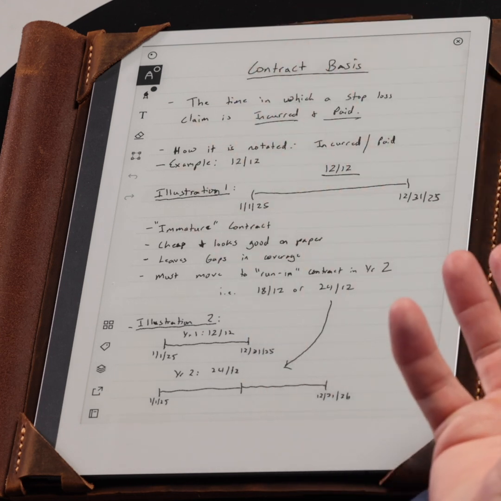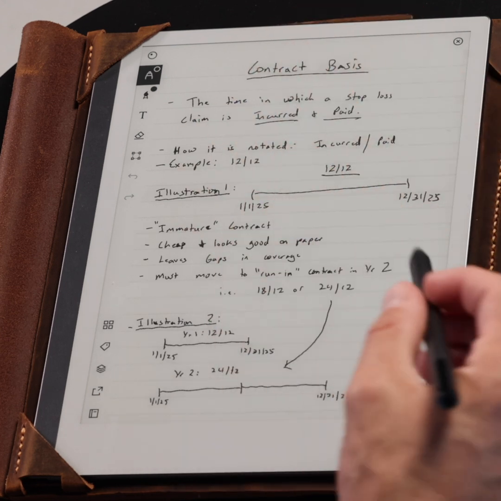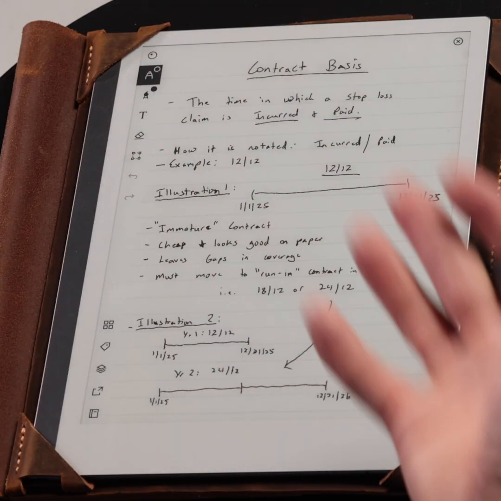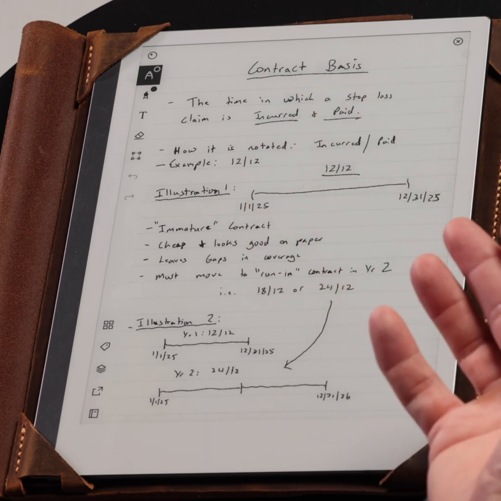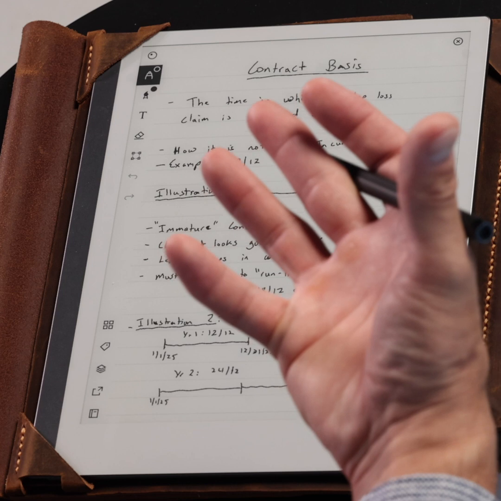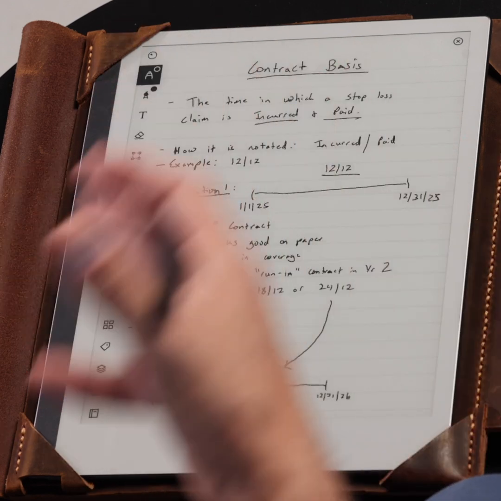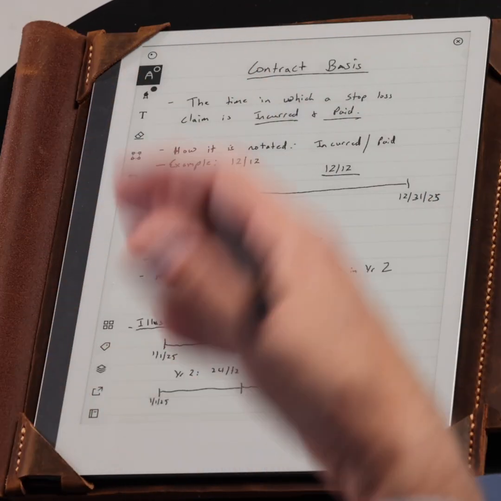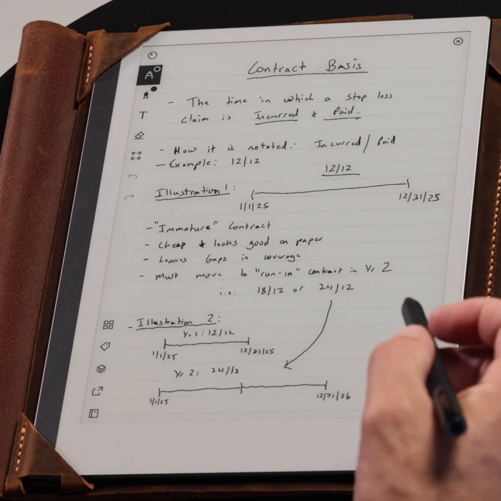So why is it immature? Well, oftentimes you'll see a 12-12 contract written in the very first year that an employer is self-funded. And so they'll write a 12-12 knowing that it's going to be a less expensive and immature contract, and they'll have to convert that contract to a different contract in year 2, which I'll explain.